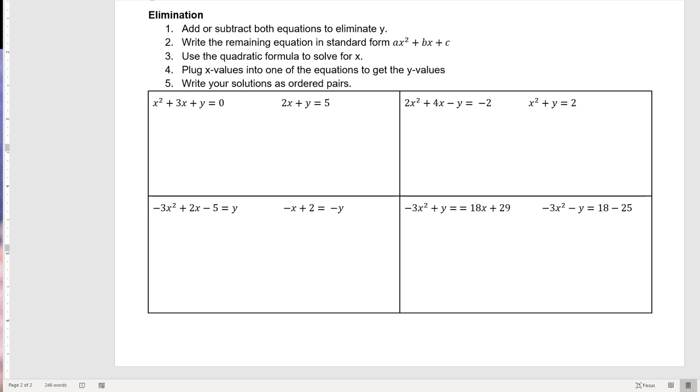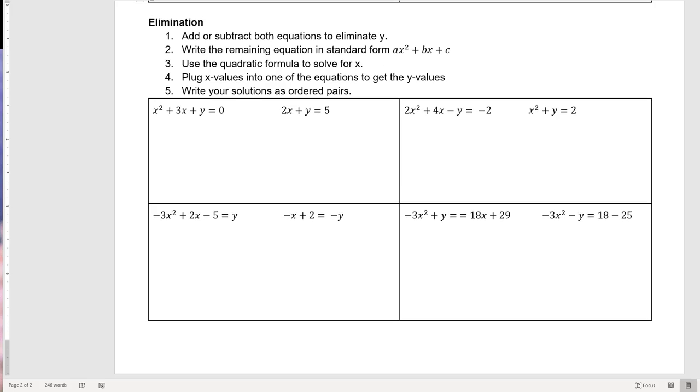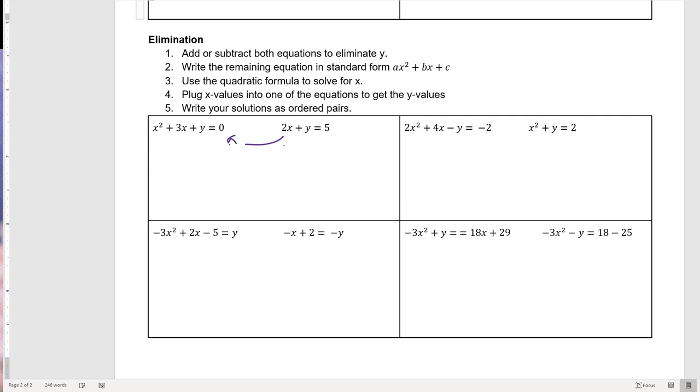So for this next group, we're going to add or subtract both equations to eliminate y. We will write the remaining equation in standard form, use the quadratic formula to solve for x, and plug the x values into one of the equations to get the y values. Then write your solutions as ordered pairs. So in this case, we're going to subtract this equation from this one. So we're going to be subtracting 2x and subtracting y and subtracting the 5.